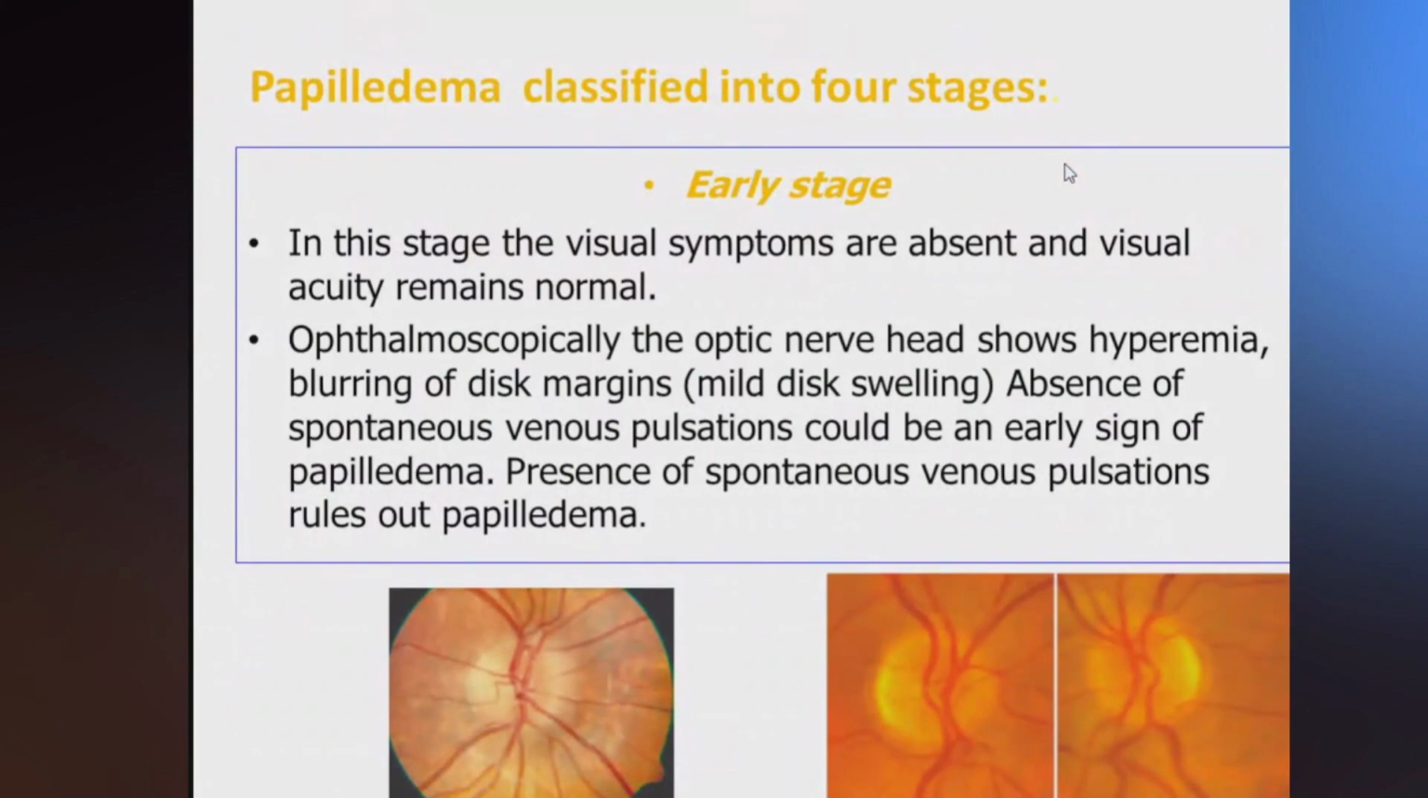Early stage, usually, as I have already mentioned, visual symptoms are absent and visual acuity is rather normal. When we make ophthalmoscopy, the optic nerve head shows hyperemia, blurring of disc margins, and absence of spontaneous venous pulsation.